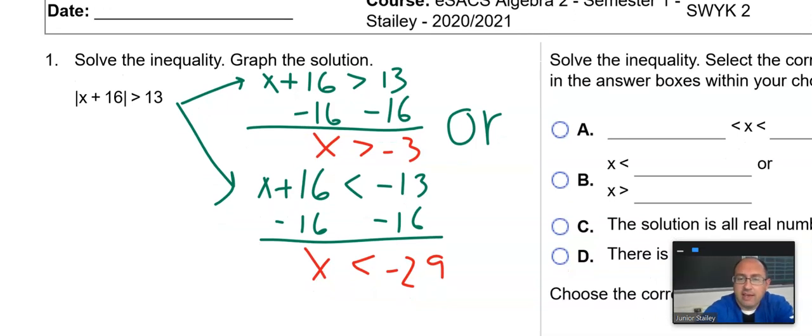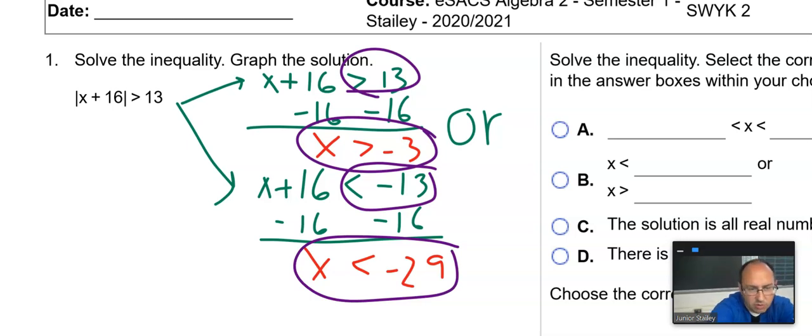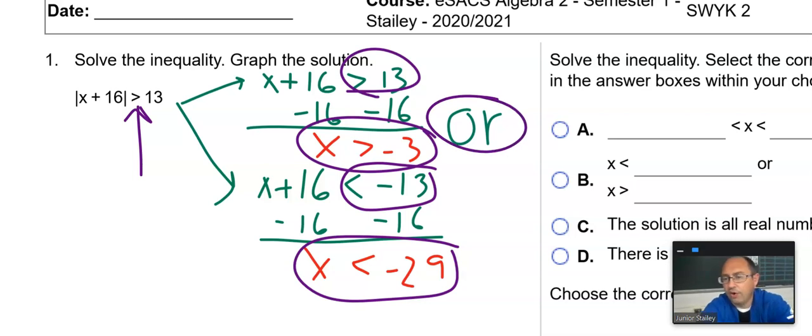Anyway, we're looking at something that's already isolated, so that's even easier, and so we split it up into the two inequalities. The first one is greater than 13, and the other one is less than negative 13. You switch the sign, not only the inequality symbol, but also the sign on the opposite side. If you subtract 16 on both of these, you get x is greater than negative 3, and x is less than negative 29. Now, because we're using a greater than symbol, that's where we get the word or.